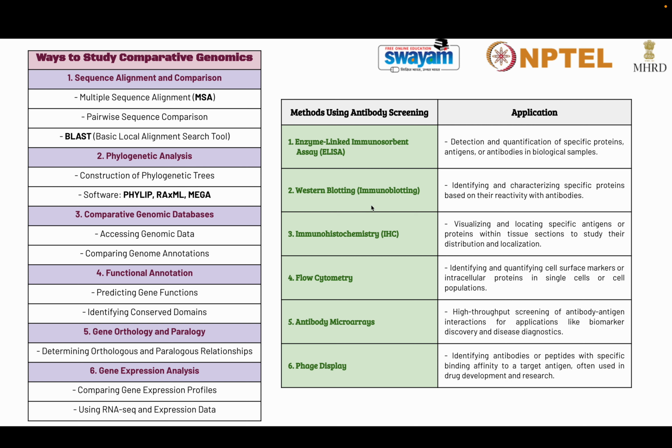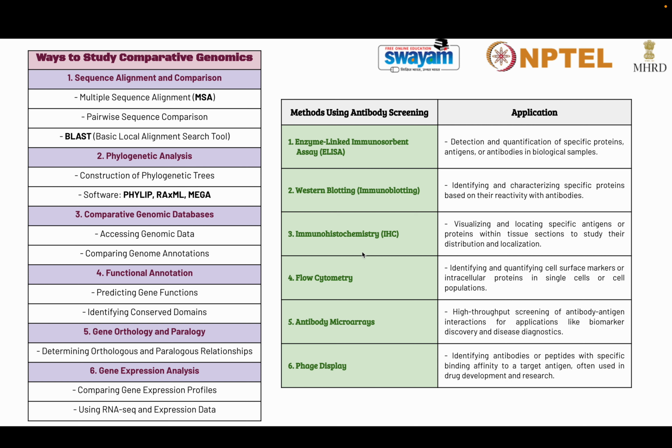So here I've provided you different methods for which antibody screening is used. First one is the enzyme linked immunosorbent assay, for which you use antibody screening, and this method is involved in the detection and quantification of specific proteins, antigens or antibodies in biological samples. So for that you require antibody screening. Then Western blotting, which is also known as immunoblotting, in which you identify and characterize specific proteins based on their reactivity with the antibodies.